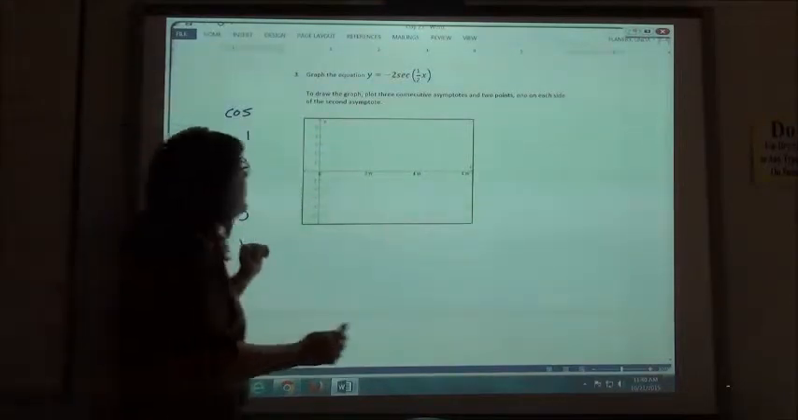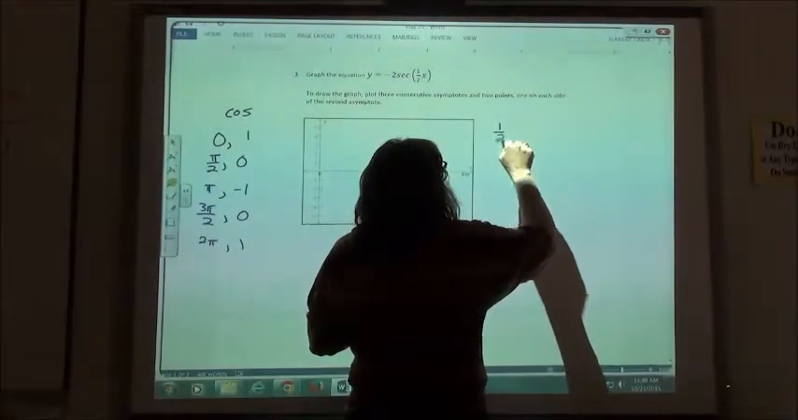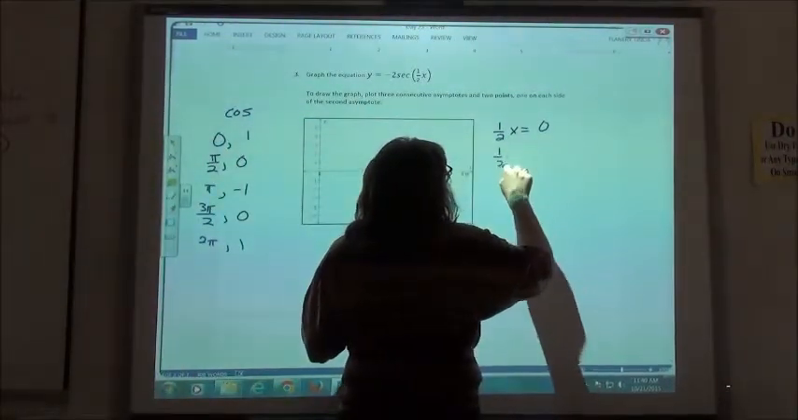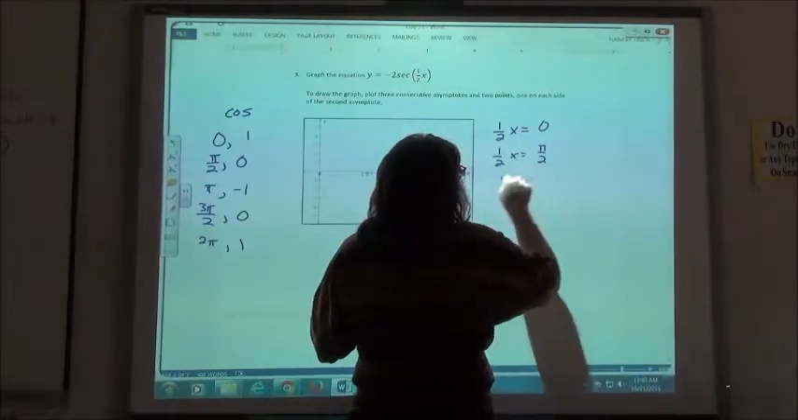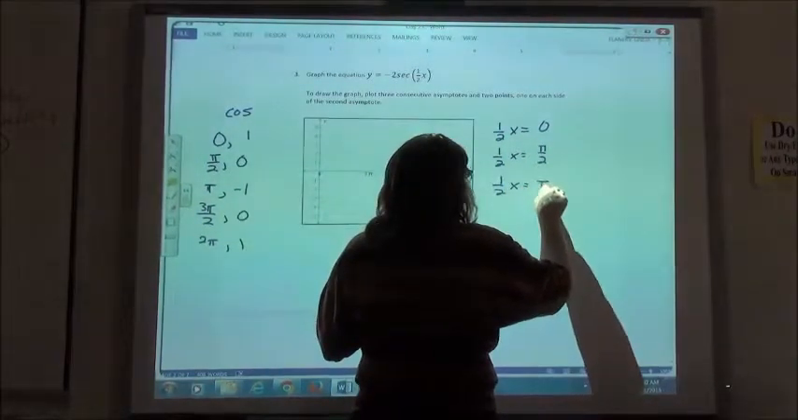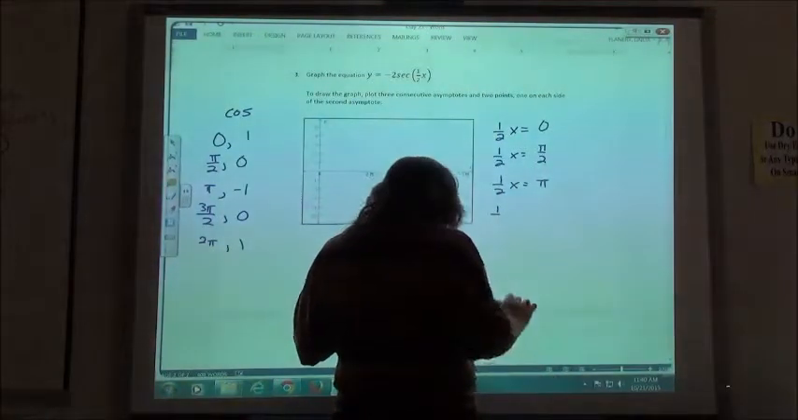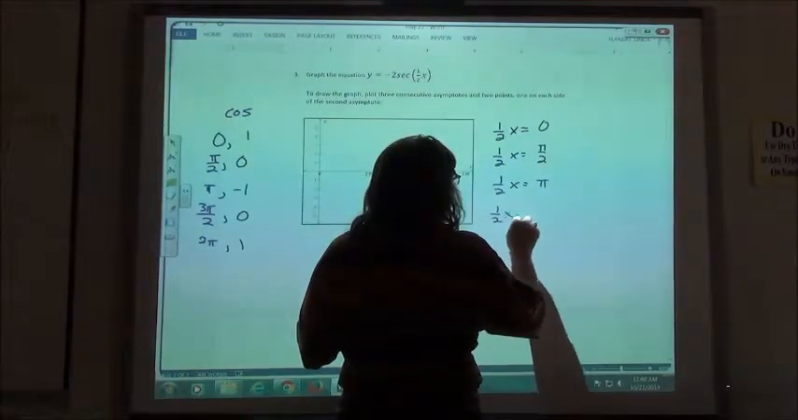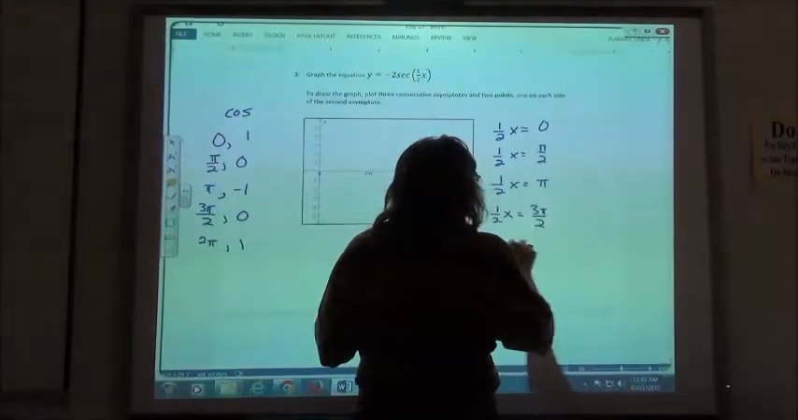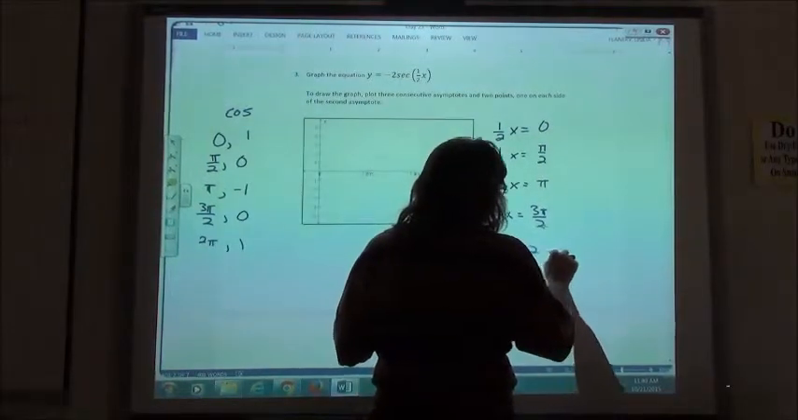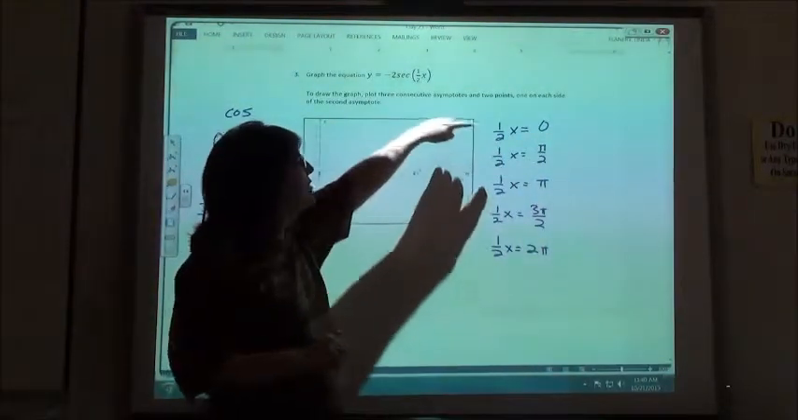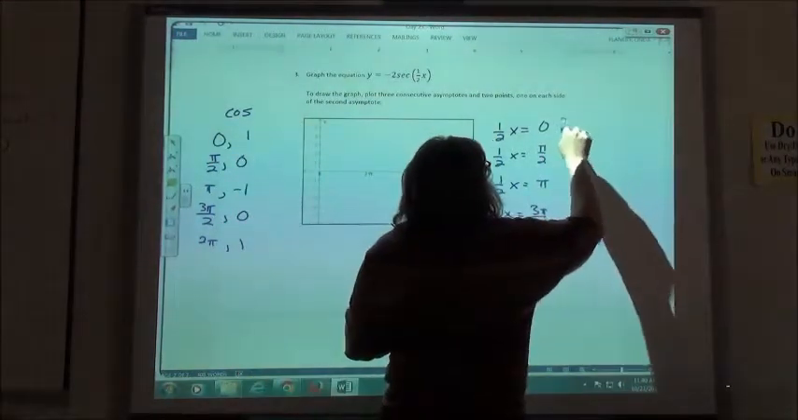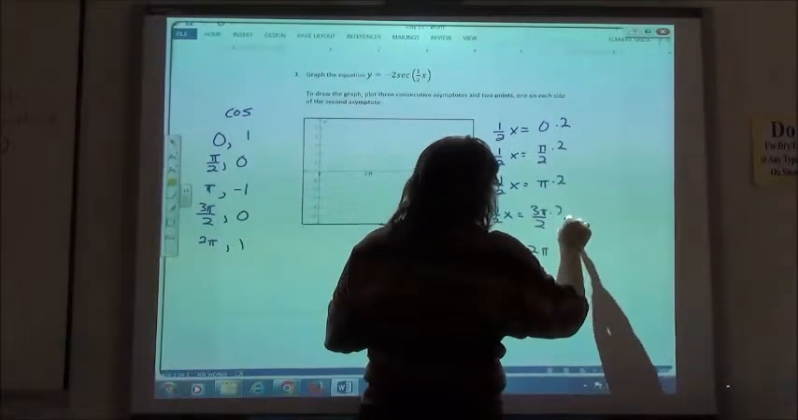We have 1/2 x to equal each of our values. So 0, pi over 2, 1/2 x equals pi. Yeah, that was right. 1/2 x equals 3 pi over 2, and 1/2 x equals 2 pi. So in order to solve this, we would be dividing by 1/2, which is multiplying by 2. So times 2 on each of those.